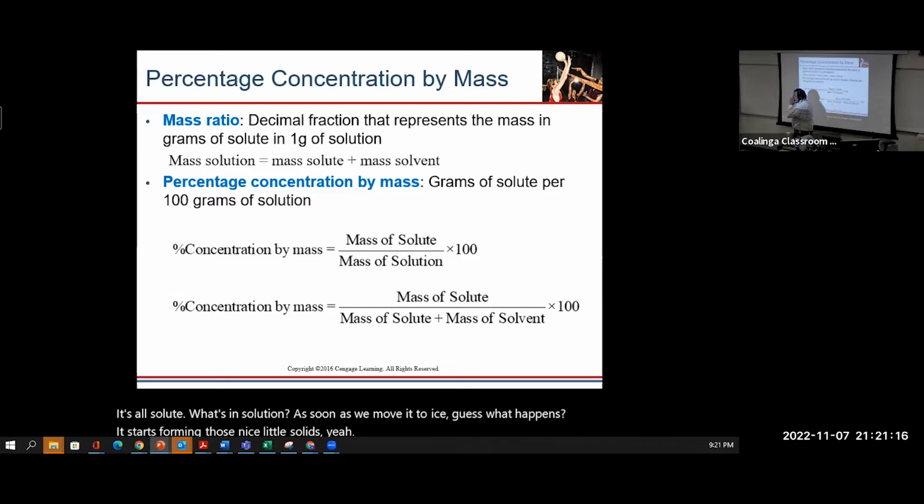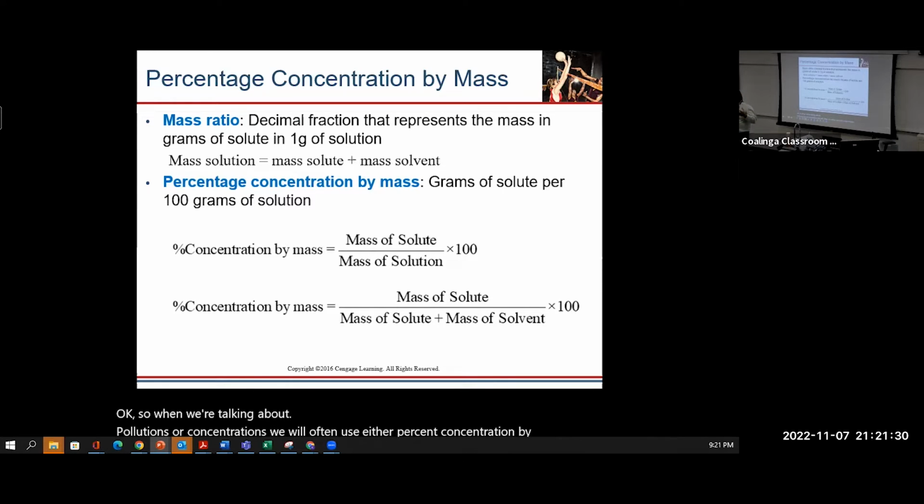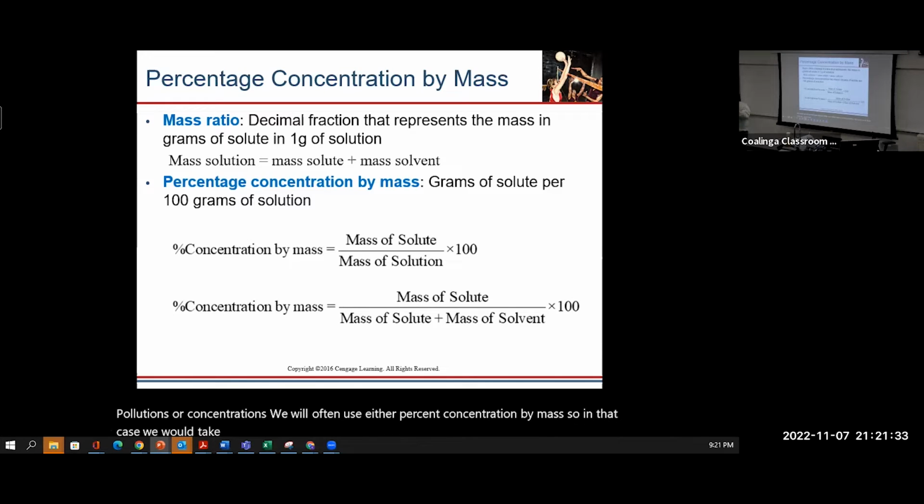Okay, so when we're talking about solutions or concentrations, we will often use percent concentration by mass. In that case, we would take the mass of the solute over the mass of the solution. Solution meaning both the solute and the solvent, all together. That's what this is basically showing.